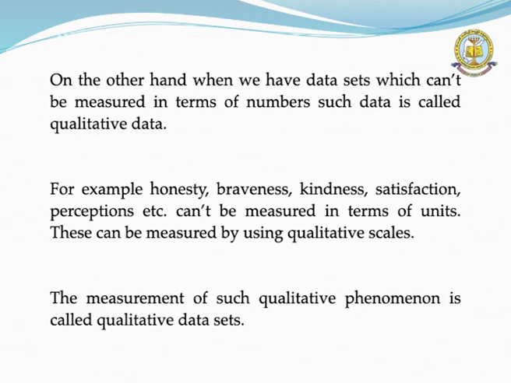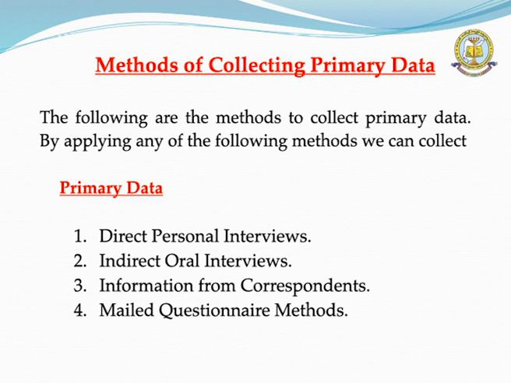Next one, qualitative data. What does qualitative mean? That which we cannot measure directly, it can only be perceived, like honesty and like, dislike; these are qualitative phenomena. Methods of collecting primary data. The following four important methods are used for primary data: one is direct personal interviews, second is indirect oral interviews, information from correspondence, and mailed questionnaire methods.